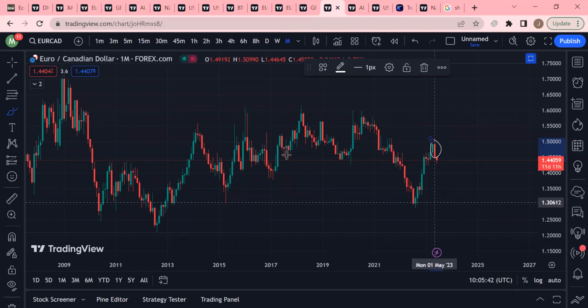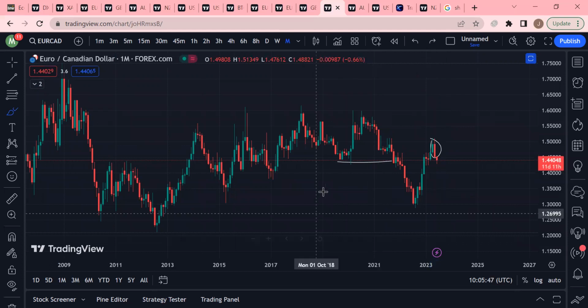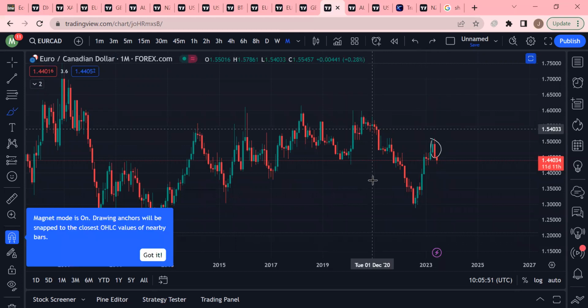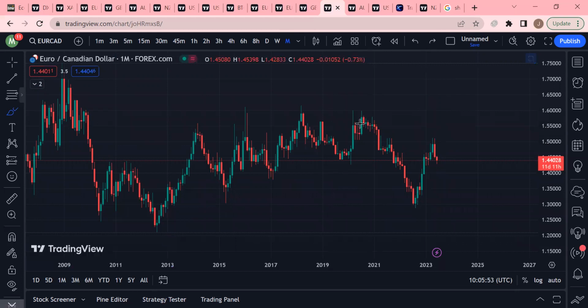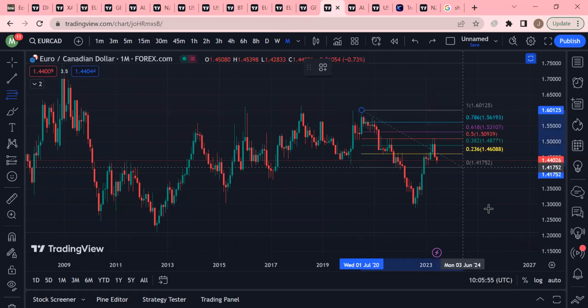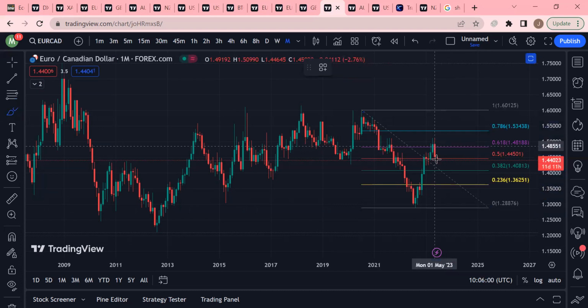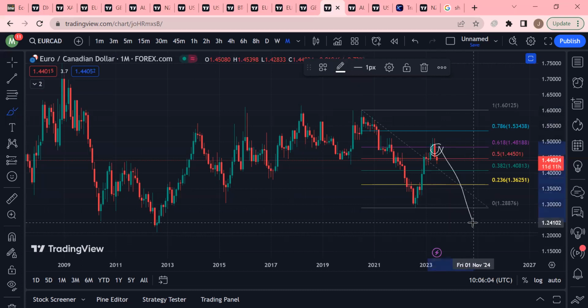And we switched change of character to the downside with this. We broke structure and changed character to the downside with this candle. So I'm trying to analyze the monthly. So I use my Fibonacci retracement levels, and you can see that we are in our Q zone and we might likely reverse to the downside.